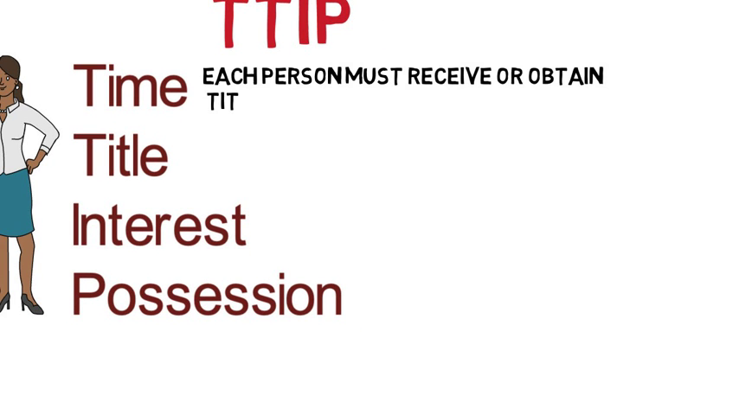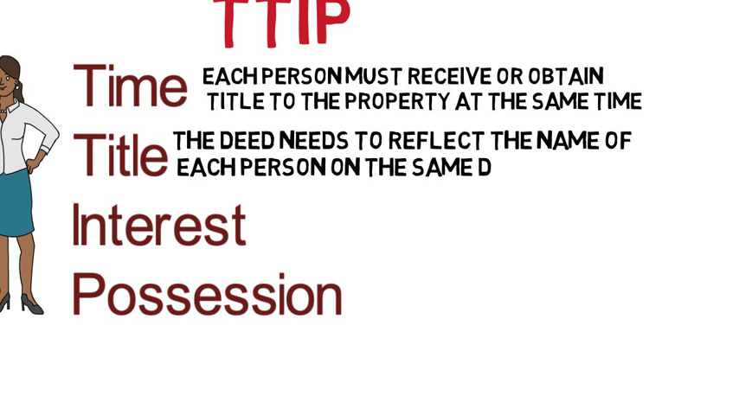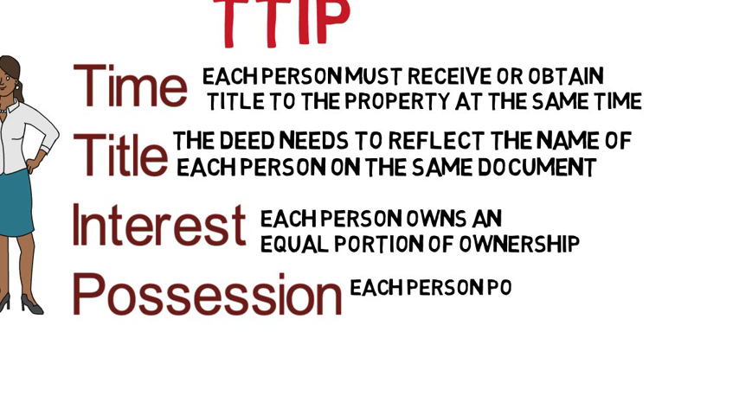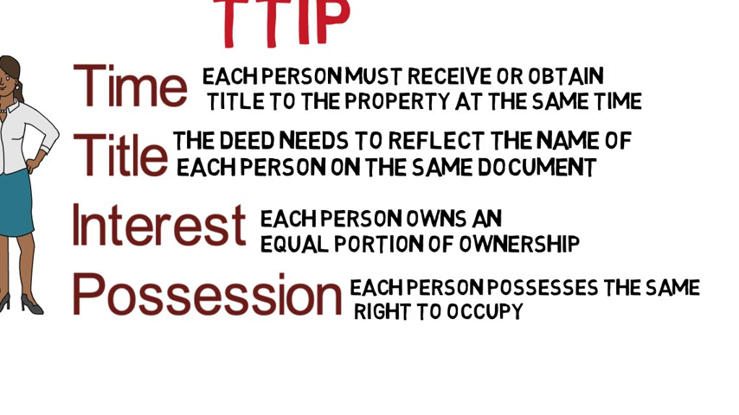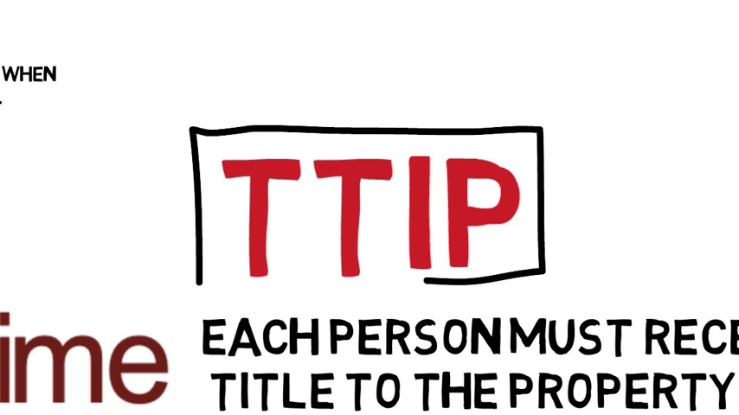Each person must receive or obtain title to the property at the same time. The deed need not reflect the name of each person on the same document. Each person owns equal portion of ownership, and each person possesses the same right of occupancy to the property. Remember to TIP: time, title, interest, and possession.